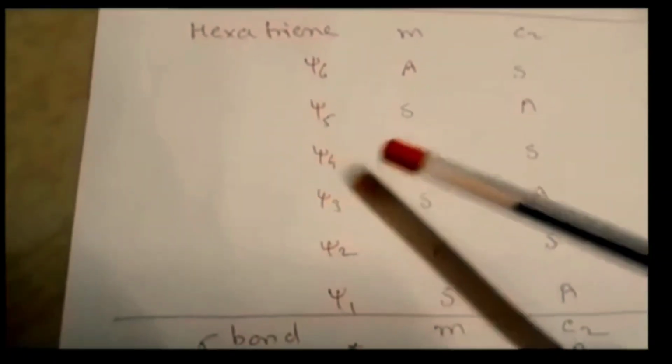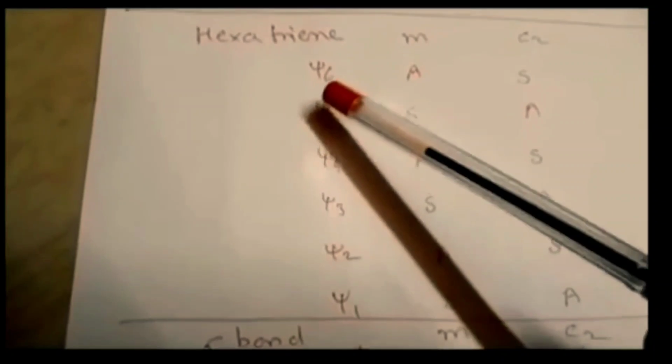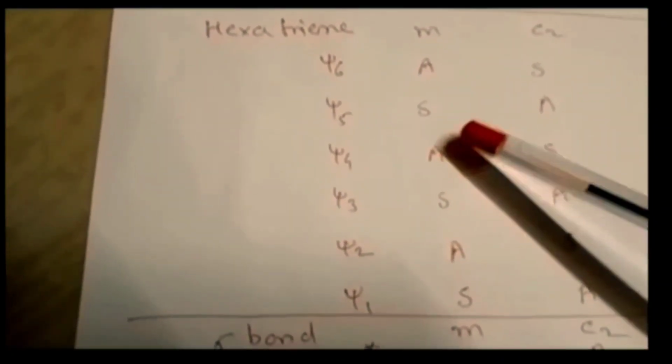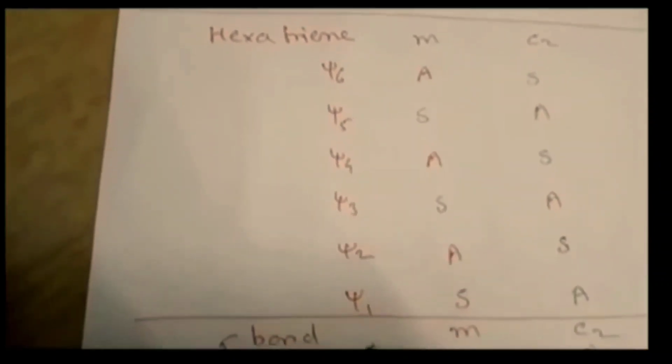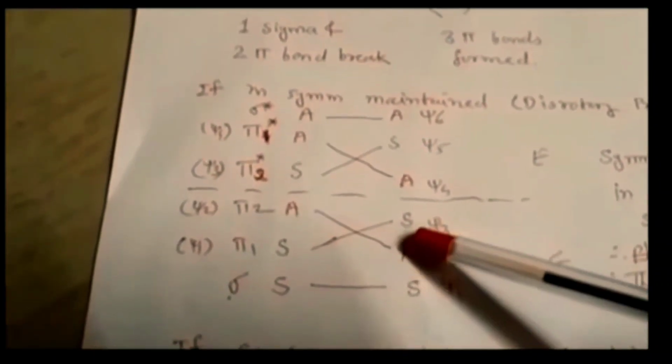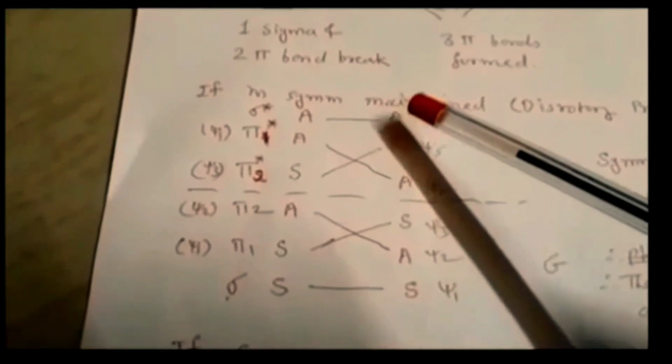Okay, now let us discuss the symmetry property of this hexatriene with respect to mirror plane symmetry. Now psi1, psi2, psi3, psi4, psi5, psi6 with respect to mirror plane symmetry are: psi1 symmetric, psi2 asymmetric, psi3 symmetric, psi4 asymmetric, psi5 symmetric and psi6 asymmetric. So it is alternately symmetric, asymmetric.